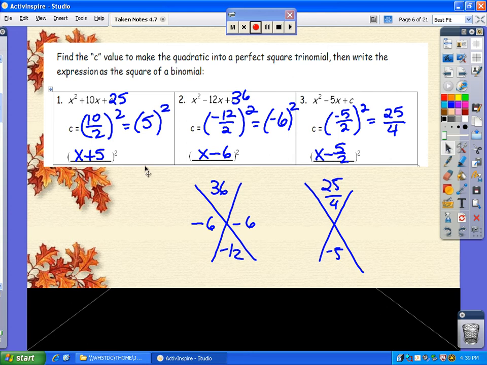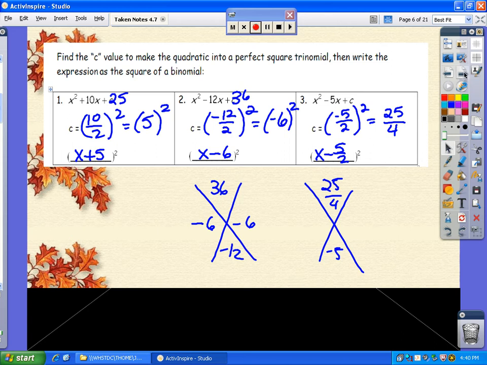Look at number 2. b is -12. Half of -12 is -6. -6 squared is 36. We can factor the trinomial into x minus 6 squared. And finally, let's look at 3. Notice that b is an odd number. We can still do that even if we can't divide by 2. So half of -5 is -5 halves. When squared, that's 25 fourths. So c is equal to 25 fourths. So when we factor this, it's going to be x minus 5 halves squared.